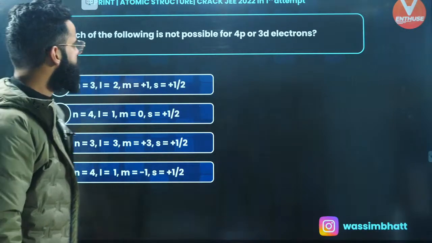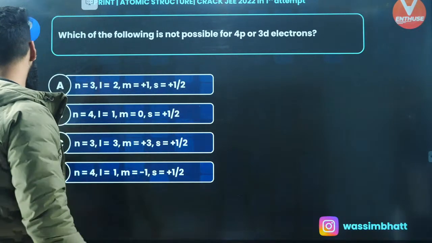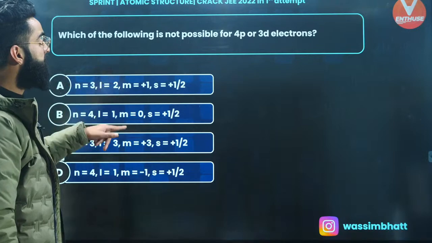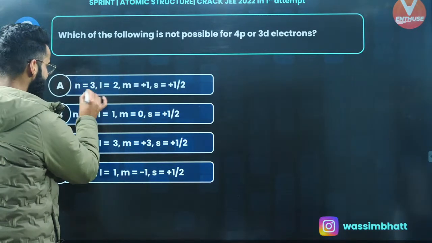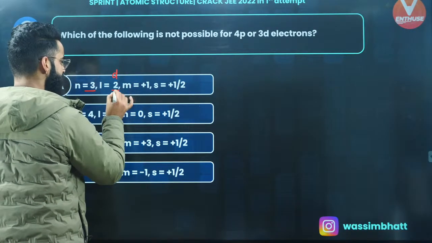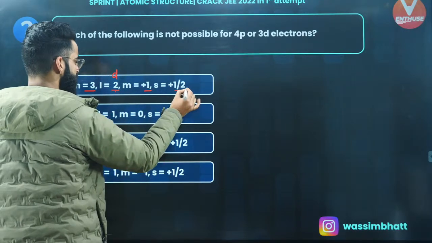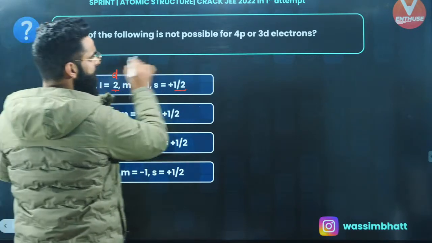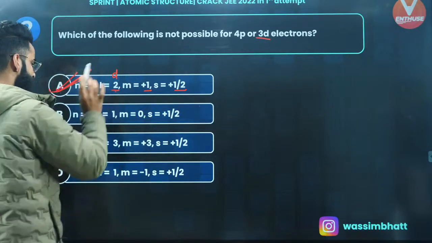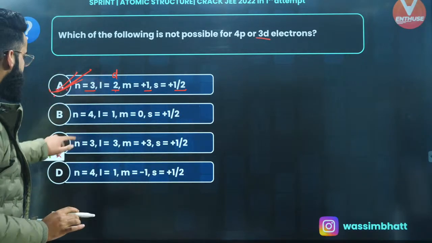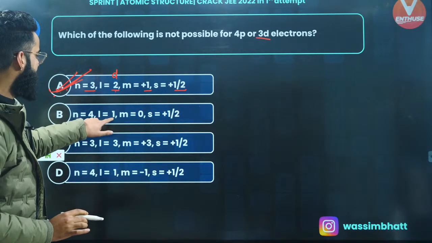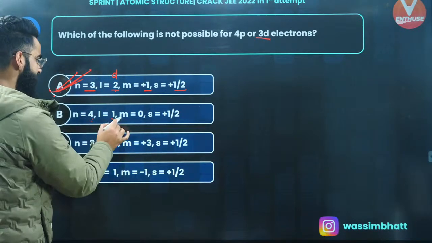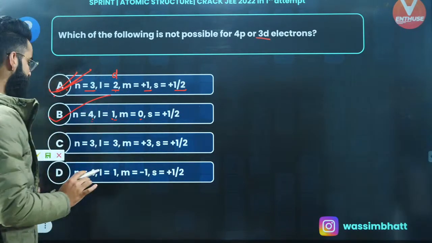Okay, which of the following is not possible for 4p or 3d? Either of the two. n value is 3, L value is 2, that means d, right? m value plus 1, s value plus 1 by 2. So this one is valid for 3d. It cannot be our answer, right? 4, L value is 1, L value 1 means p, so 4p, right? And m is 0, s is plus 1 by 2, this one is valid for 4p.